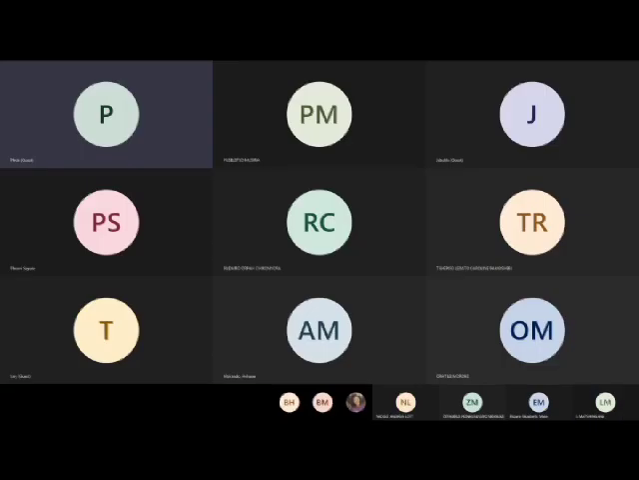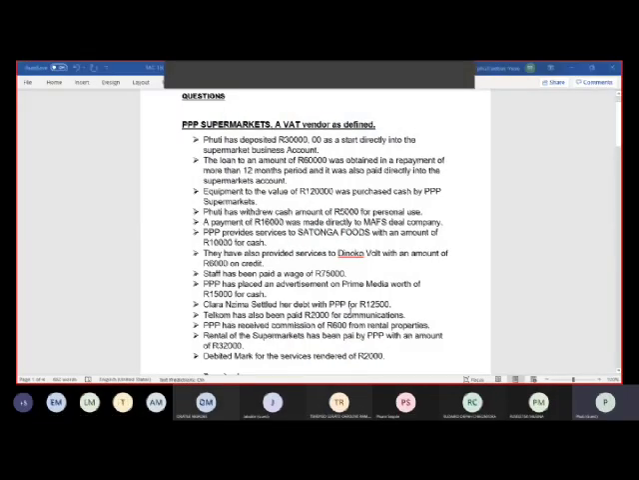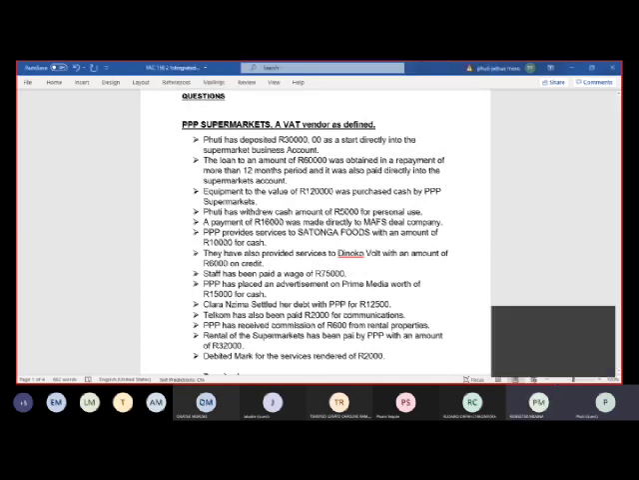Right, let me open up the question now. You all see the question, right? It says that Pooty has deposited 30,000 rand as a start directly into the supermarket business account. Which accounts are affected and where does it go? Capital and bank. Which one is debited and which one is credited? Bank will be debited and capital credited, with exactly the same amount. One goes to your equity and the other goes to your assets.